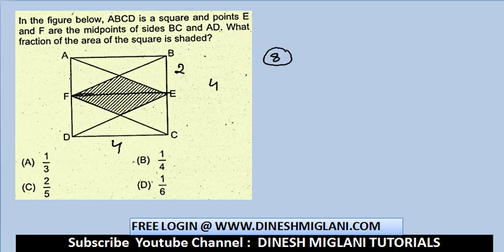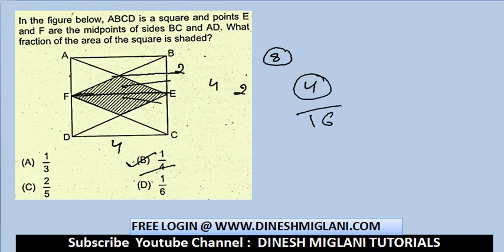If that is 8, so what we can say, if I take that, it will be 4, that would be 2. So this is also 2. So the area of this shaded portion is 4 and the total area is 16. So that is 1:4. So the answer is said to be 1:4. The area of the shaded portion with the total square is 1:4.